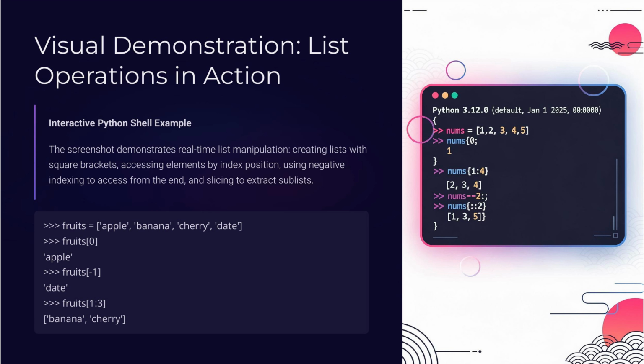Observe how lists are manipulated in Python. Create lists using square brackets, access elements by index, and use negative indexing to retrieve items from the end. Slicing allows extraction of sublists, as shown with fruits[1:3], returning banana, cherry. These operations are foundational for efficient data handling.